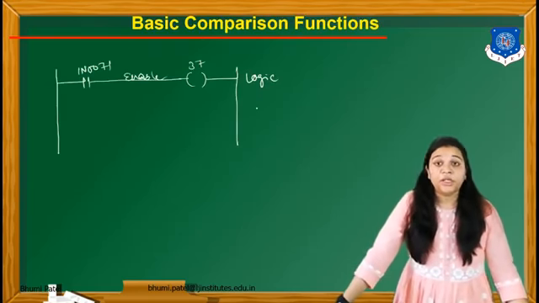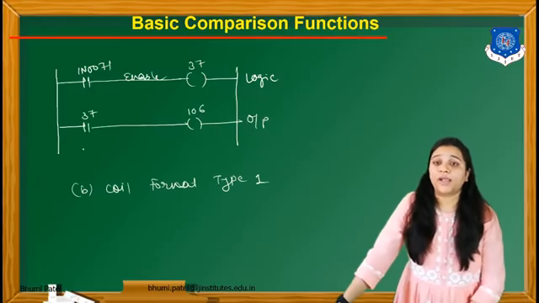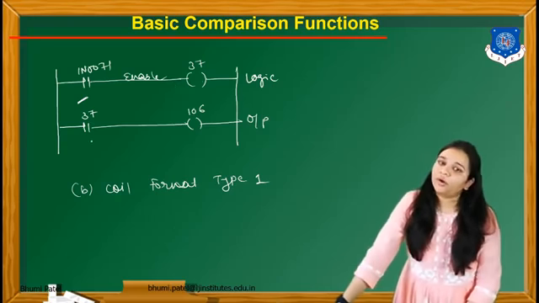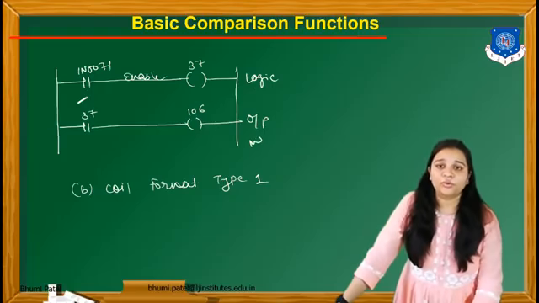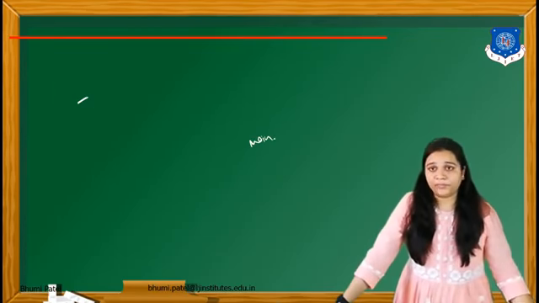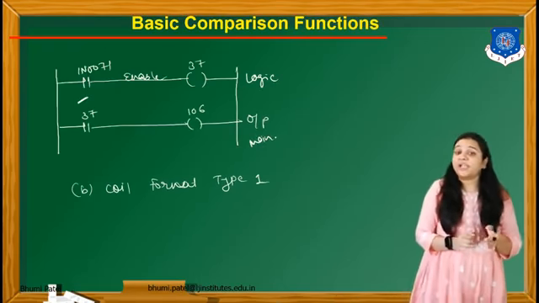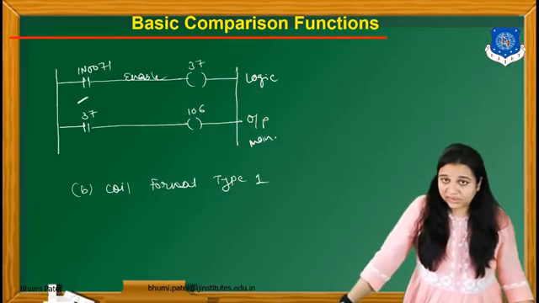The next format is the coil format. For that we take one enable input, which is the logic behind the program. Whatever input is applied, the logic output will be on, and that time my main output should be on. So if we draw this block format program in coil format, this is coil format type 1 of PLC programming using the basic comparison function.